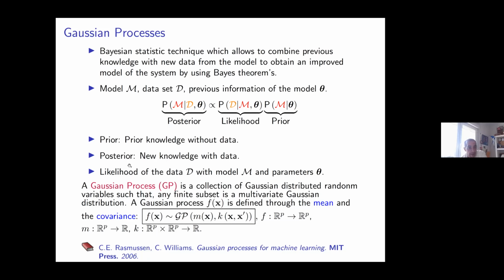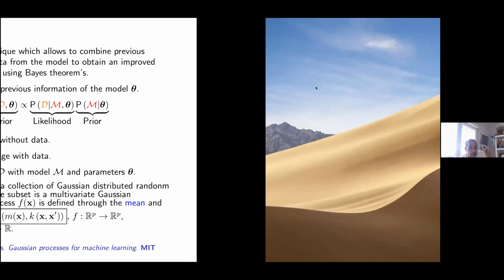Basically, here M denotes the model, D the data, and theta is the previous information.